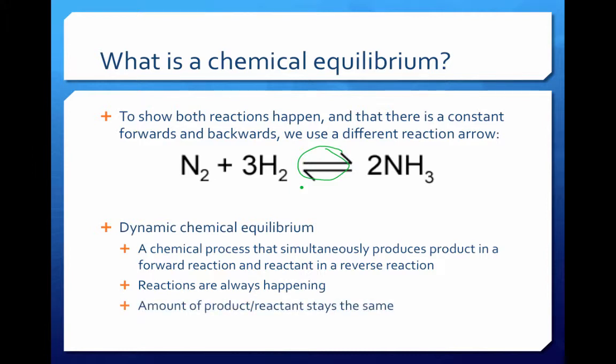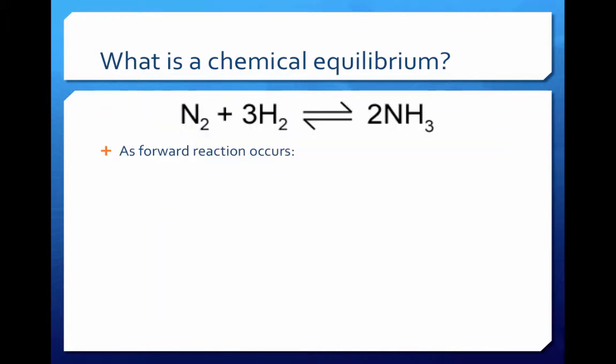But the word equilibrium implies that there's some sort of balance going on here, and that balance occurs in the fact that the amount of products formed or the amount of reactants left over always stay the same. So we're always making product, and product's always getting used to make reactants, and then vice versa, but the reaction amounts stay consistent, and that's the balance we're talking about when we say equilibrium. Let's see if we can explain this process in a little bit more detail here.